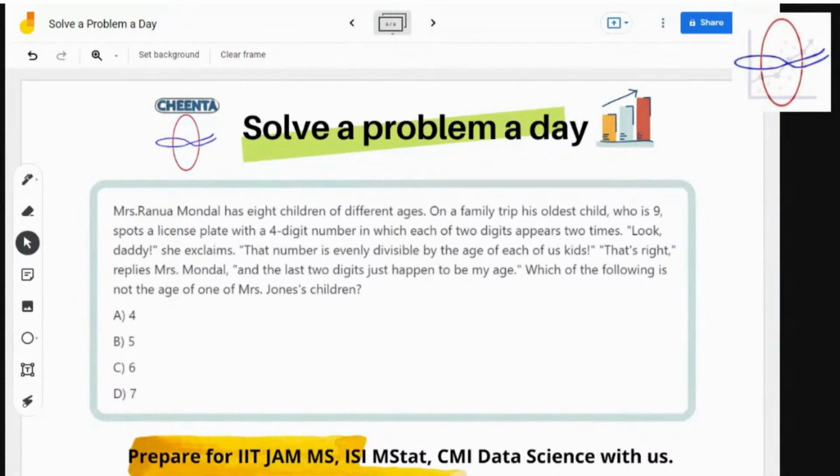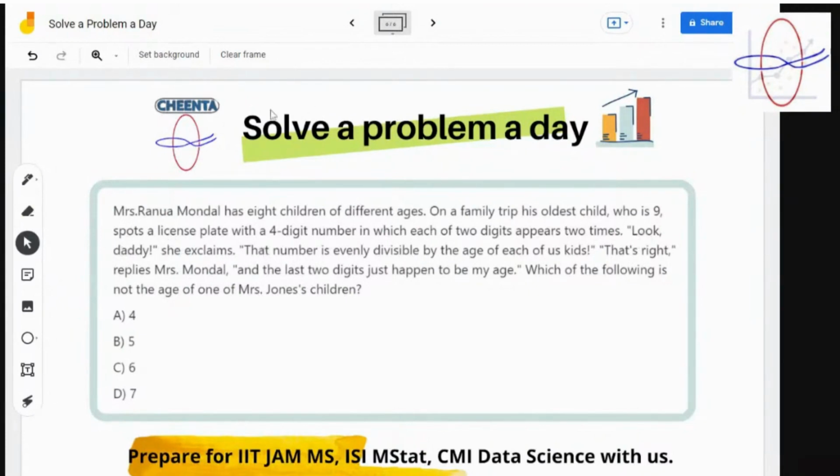It says that Mrs. Ranu Mondal has 8 children of different ages. Her eldest child, who is 9, spots a license plate with a 4-digit number in which each of the two digits appears 2 times. So on the family trip, her eldest child, who is 9 years old, exclaims, "Look, Daddy!"